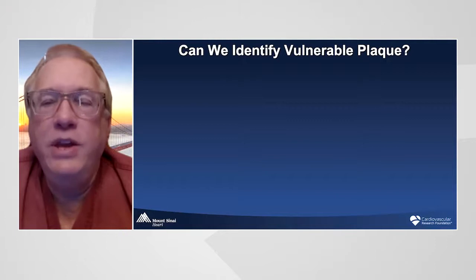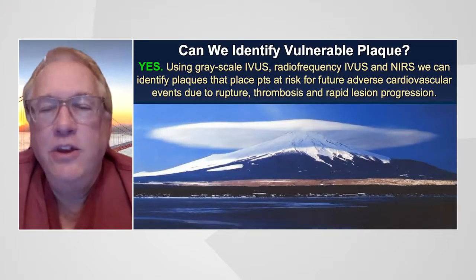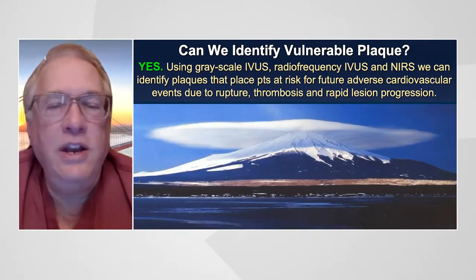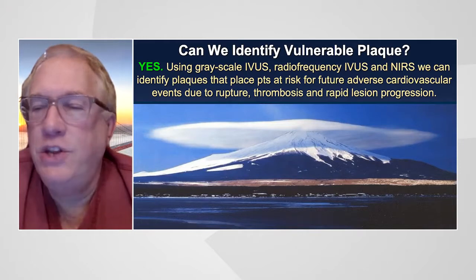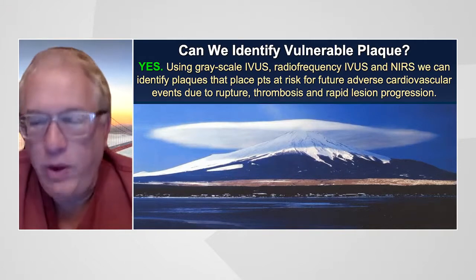So, can we identify vulnerable plaque? The answer is yes, clearly we can. Using grayscale IVUS, radiofrequency IVUS, and NIRS, we can identify plaques that place patients at risk for future adverse cardiovascular events due to rupture, thrombosis, and rapid lesion progression.